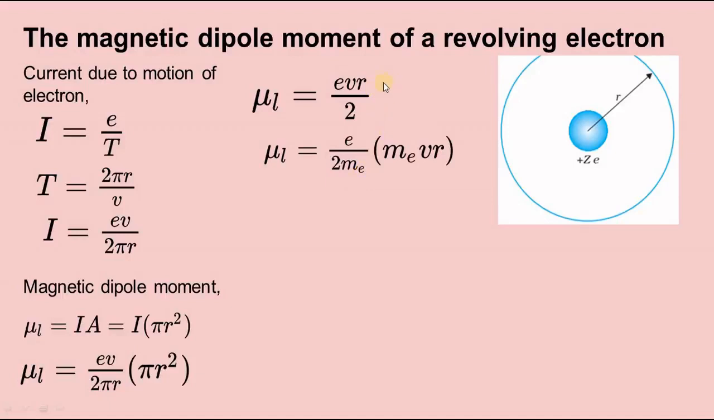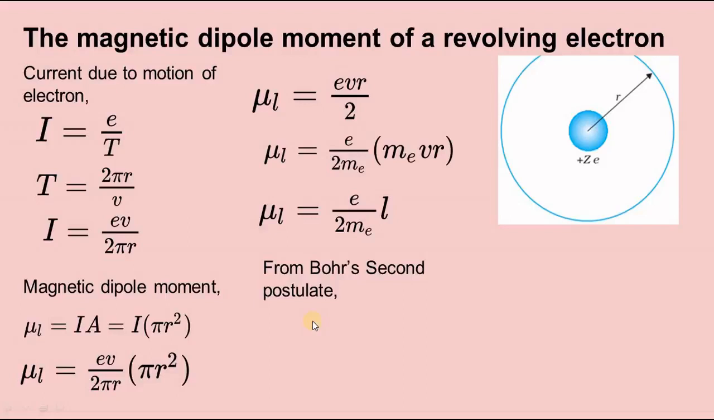We multiply the numerator and denominator by me, where me is the mass of electron. Then we get the equation mu L equal to e by 2 me into me v r. Here me v r is the angular momentum of electron and it is represented by L. Therefore, mu L equal to e by 2 me into L.